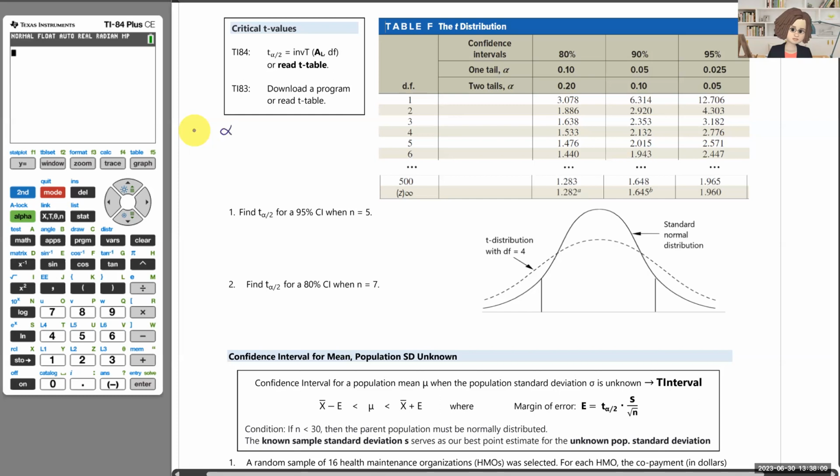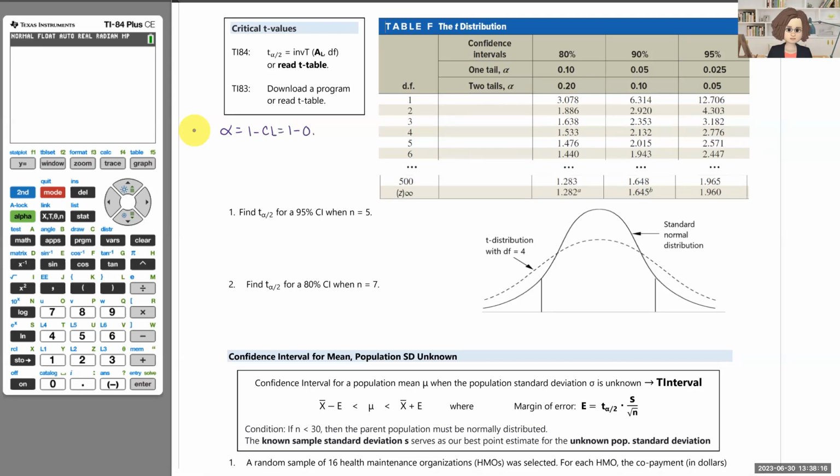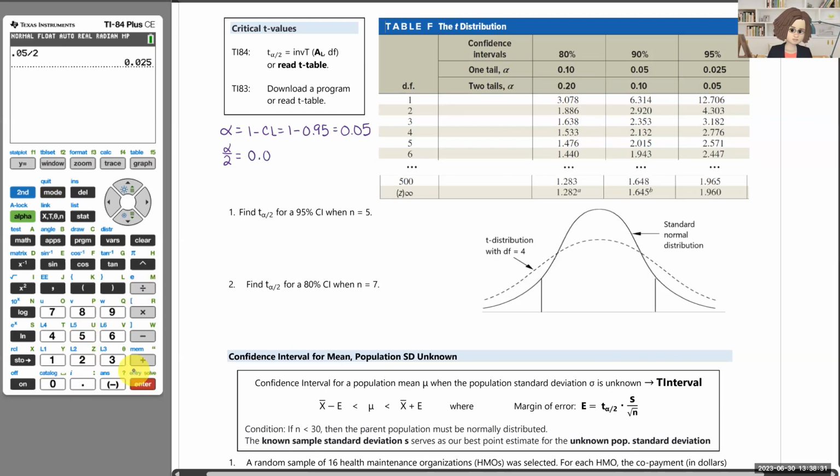So as we did previously, we know our value for alpha is 1 minus our confidence level. So I'm going to do the 0.95 case. So that's our alpha, 0.05. And then alpha over 2. If we divide 0.05 by 2, that is 0.025. And let me just show you what that represents here on the picture.